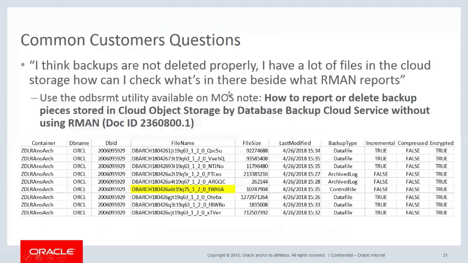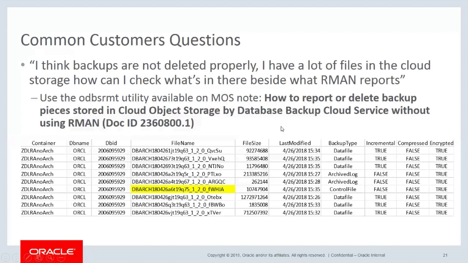One of the most frequent questions is, how can I manage backups if I don't have Arman access, or I'm not sure if what Arman reports is what is actually in the cloud storage, or I think my cloud storage is storing a lot more data. It's a lot bigger than what I would expect, and what I see when Arman lists backups. And you can get it from this Moss node.